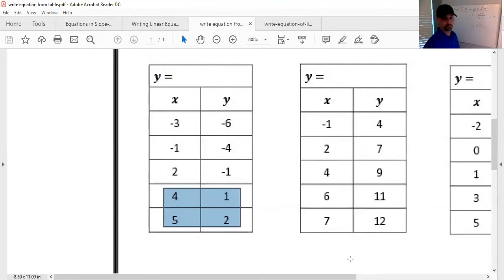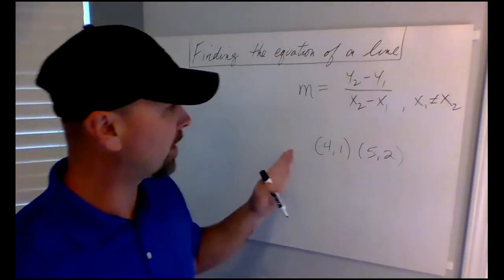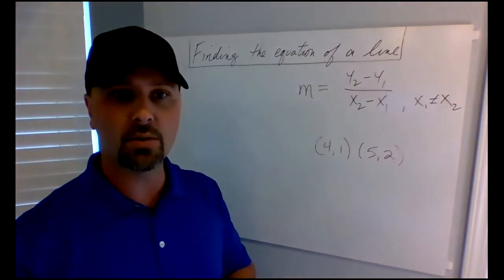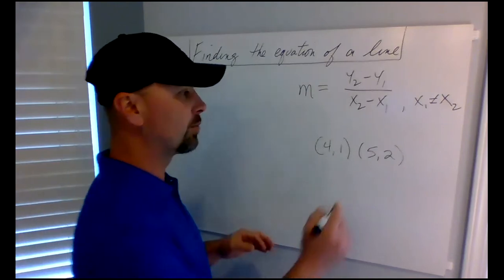I want to reiterate that it doesn't matter which 2 points you pick in this table, okay? You can pick the first pair and the last pair. It doesn't matter. Once you simplify your slope, you should have the exact same slope, okay? All right, let's go back. So here we are. I picked 2 points. I laid out what they are. Now I'm going to find the slope.